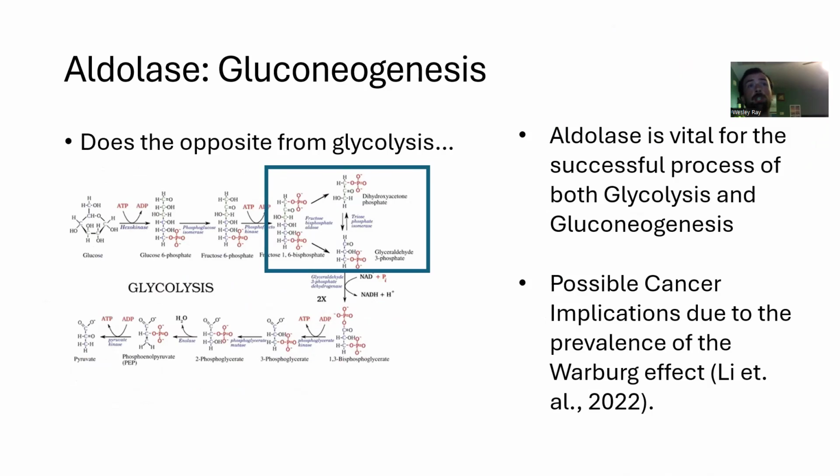In gluconeogenesis, aldolase is working in the same place. It again is just a difference in the direction that we're going in the reaction. Are we starting at pyruvate down here in the bottom left and going up to glucose? Or are we starting at glucose and going down to pyruvate? And if you disrupt aldolase expression, you're going to disrupt both of these processes. They will not proceed without expression of aldolase. There are, again, possible cancer implications due to the presence of the Warburg effect.